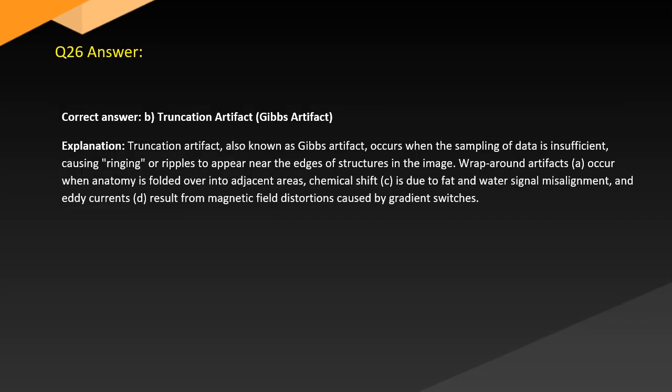Answer. Correct answer: B. Truncation artifact (Gibbs artifact). Explanation. Truncation artifact, also known as Gibbs artifact, occurs when the sampling of data is insufficient, causing ringing or ripples to appear near the edges of structures in the image. Wraparound artifacts occur when anatomy is folded over into adjacent areas. Chemical shift, C, is due to fat and water signal misalignment, and eddy currents, D, result from magnetic field distortions caused by gradient switches.